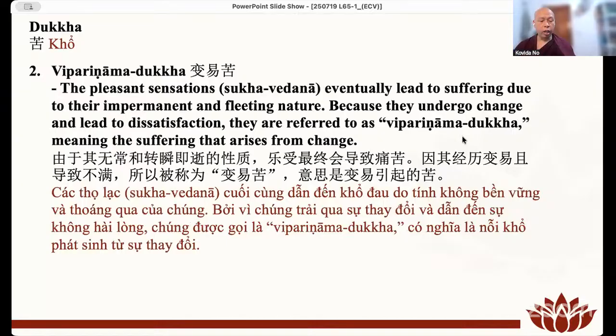We have another one, viparinama dukkha, number 2. Actually, when we say viparinama dukkha, this is the pleasant sensation or pleasant feeling, sukha vedana, that eventually leads to suffering due to its impermanent and fleeting nature. So because they undergo change and lead to dissatisfaction, they are referred to as viparinama dukkha, meaning the suffering that arises from change. Okay, now we should give an easier example for it.